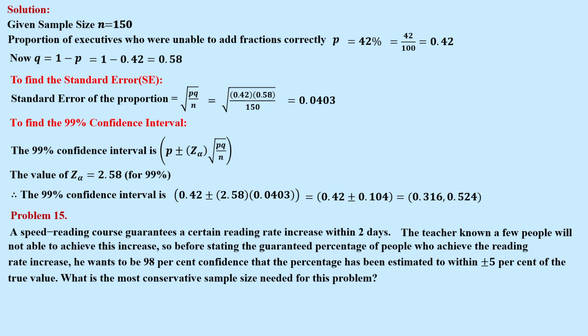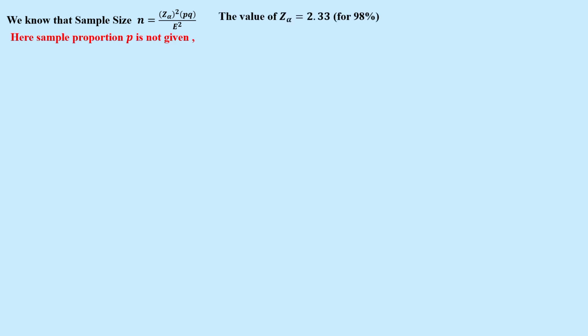So before stating the guaranteed percentage of people who achieve the reading rate increases, he wants to be 98% confident, right? The estimate within plus or minus 5% of the true value. So true value means you can accept the error. Error is equal to plus or minus 5%, so 0.05. So we know sample size n is equal to z alpha square pq by e square. So we have to put the value of z alpha for 98%, right?